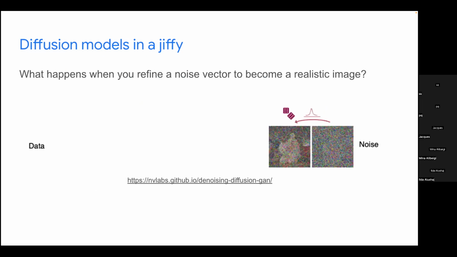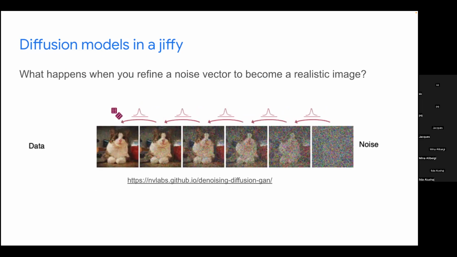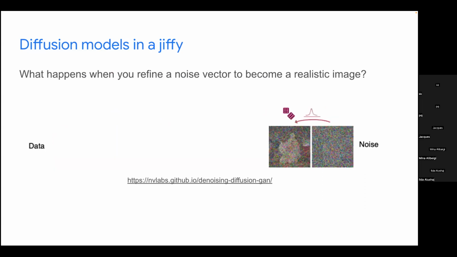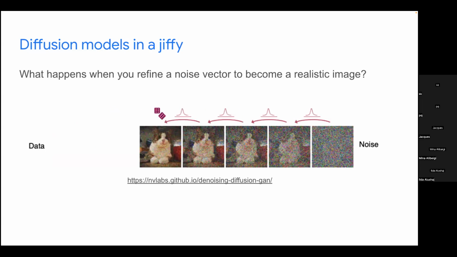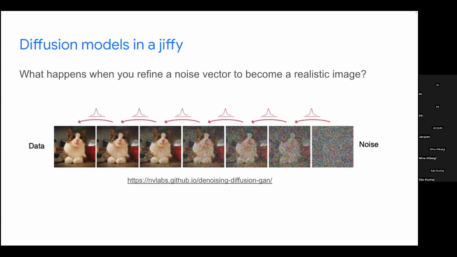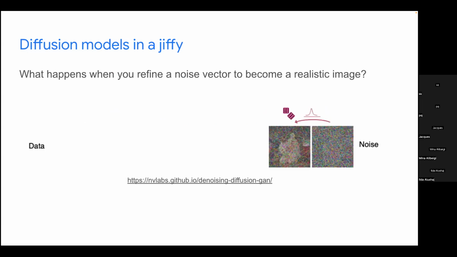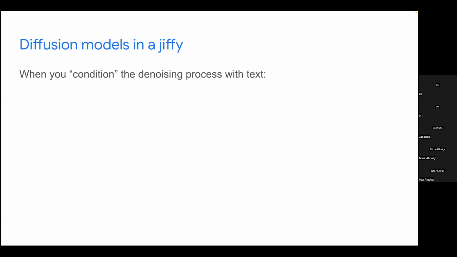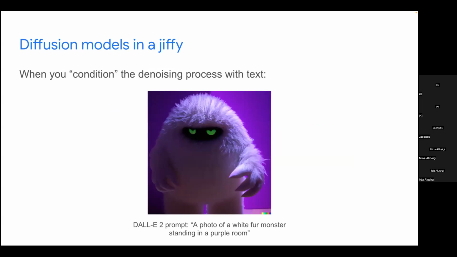And let's also revisit how diffusion models work in a jiffy. The way I like to understand diffusion models is by asking the following question: what happens when you try to refine a noise vector to become a realistic image? And you can catch the infographic. We are trying to slowly and gradually introduce noise to an image, and then we are trying to denoise it in an iterative manner. And when you try to condition this denoising process with text, you get something like this. And I'm sure we all can agree that in reality, the spar monsters cannot really exist.